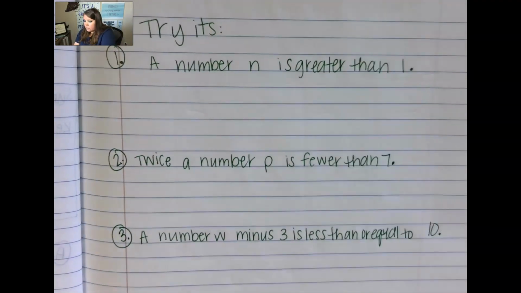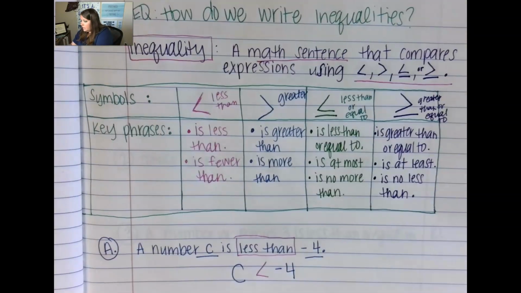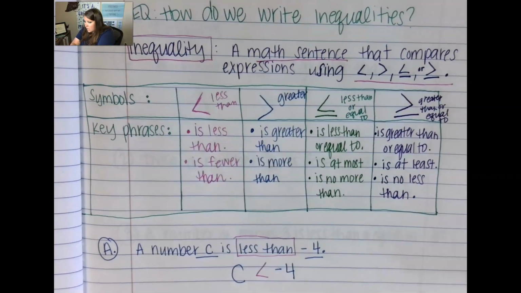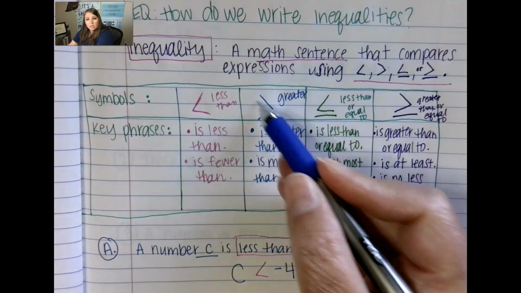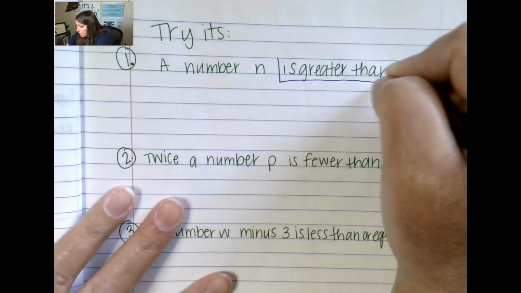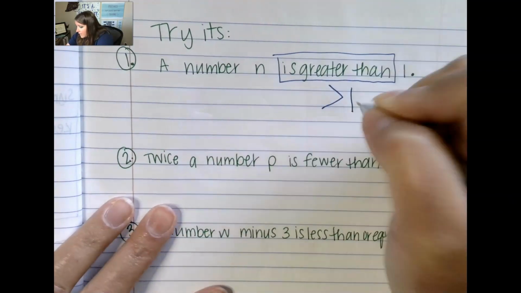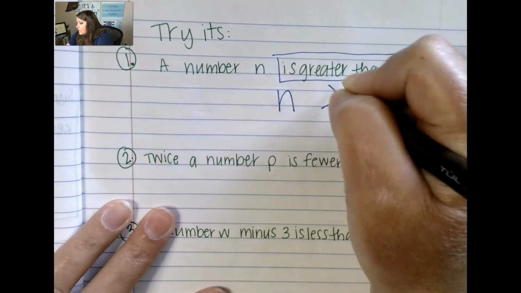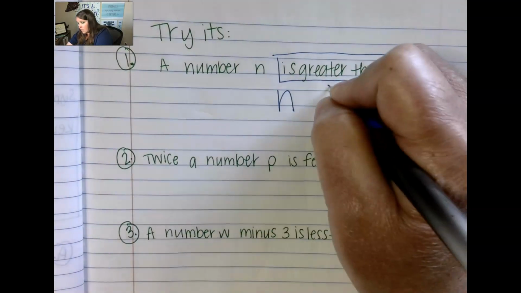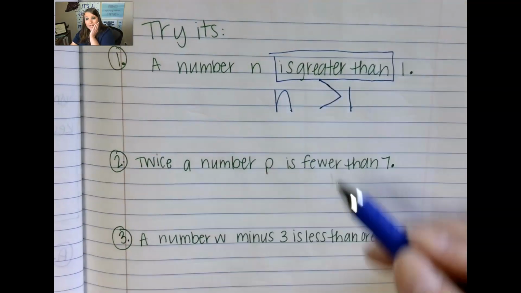Okay, so the first one, we have a clue word, is greater than. Is greater than. That is our clue word right here. So we're going to use the symbol that opens backwards. So is greater than, our symbol opens backwards, 1. And it says n is greater than 1. N is greater than 1. The alligator is eating the N.